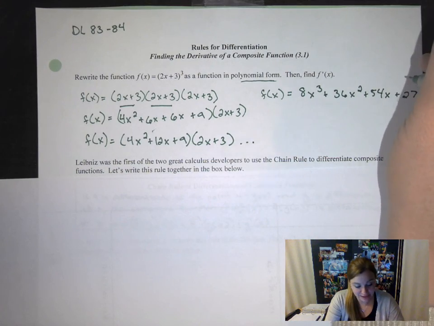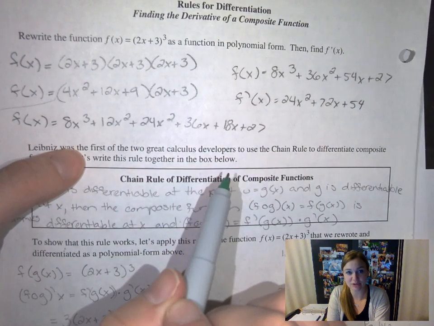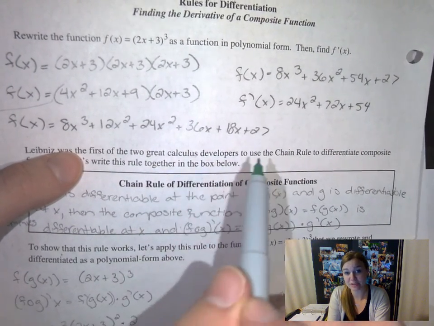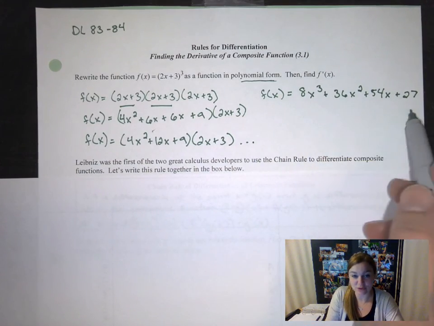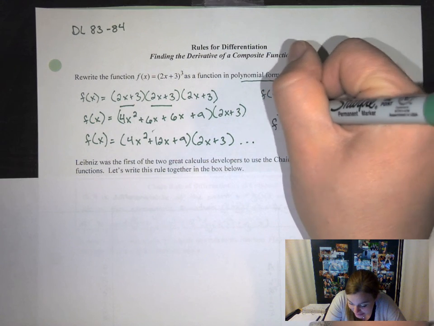Go through all the rest of the steps. You should get in between that if you want. Ooh, look at all this writing. You would get that step first, the 8x cubed plus 12x squared plus 24x squared plus 36x plus 18x plus 27, and then you get this whole mess. But, so I've got this. It takes a little while.